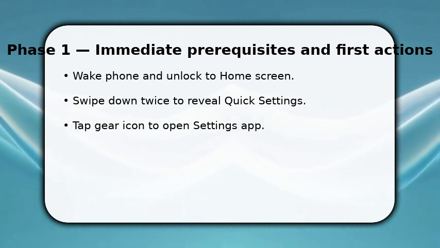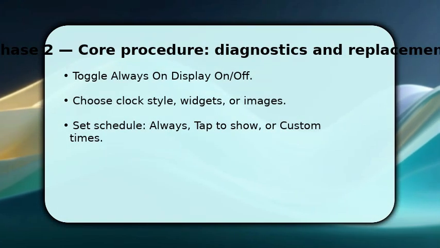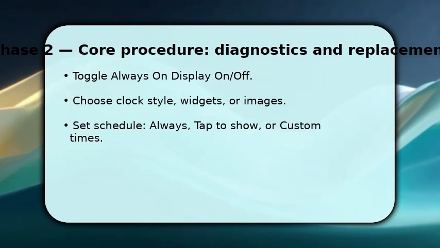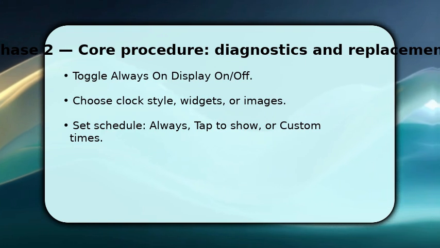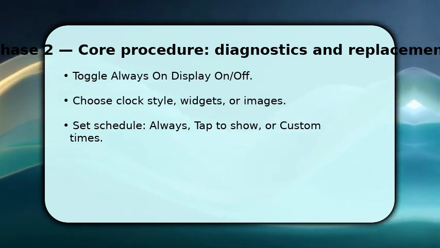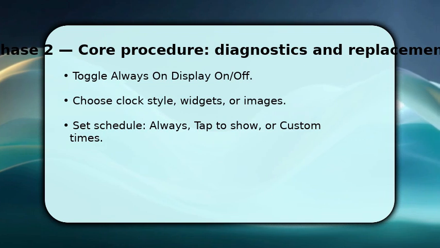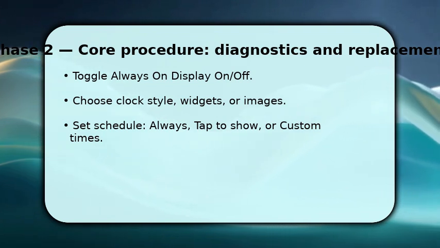Now enable Always on Display by flipping the toggle. You'll see immediate preview feedback. Once enabled, select clock style to pick digital or analog, then add widgets like music or calendar if you want quick info. These choices control what shows when the screen is dim.